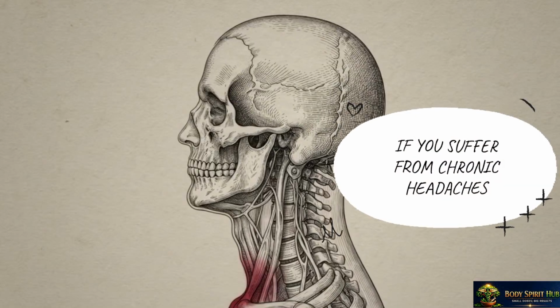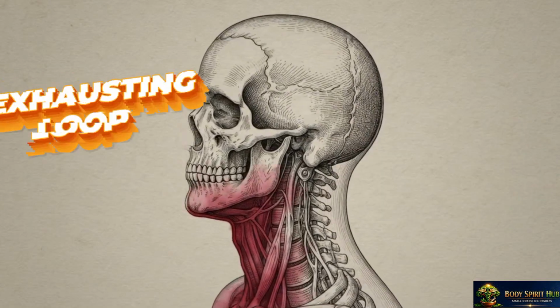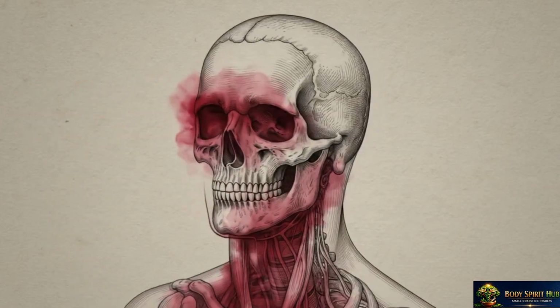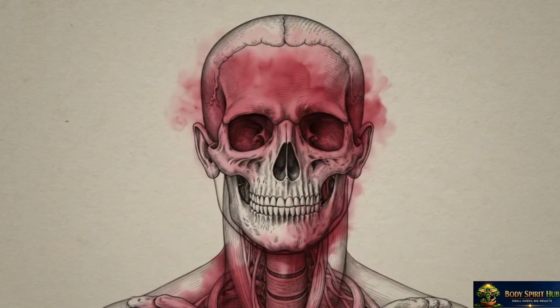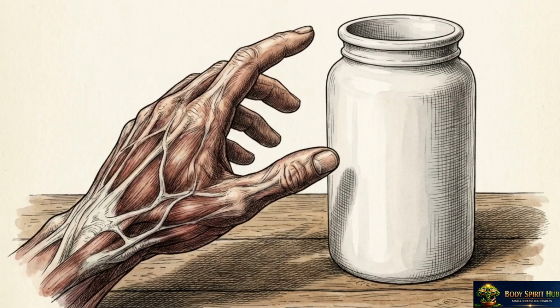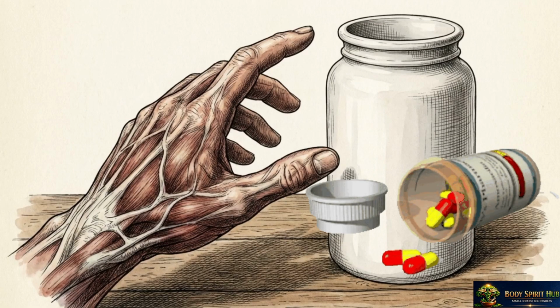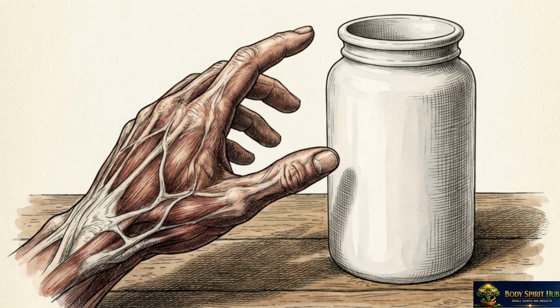If you suffer from chronic headaches, you know the exhausting loop. The tension creeps up your neck, the pressure builds behind your eyes, and you reach for the exact same bottle of pills you used last week, knowing the pain will inevitably return. We typically experience 4 distinct categories of head pain.